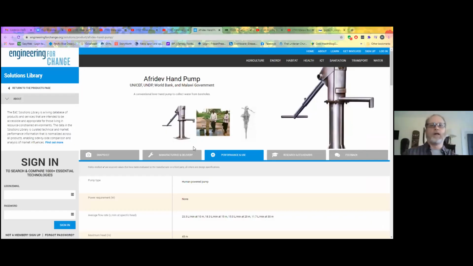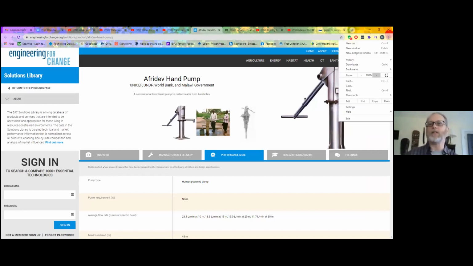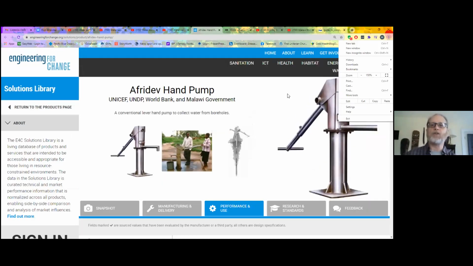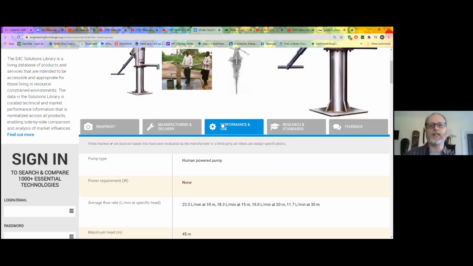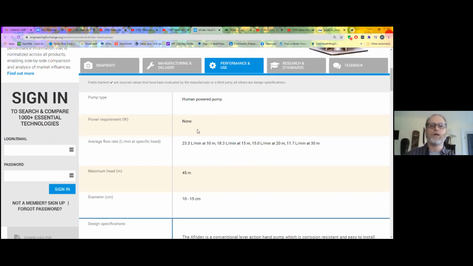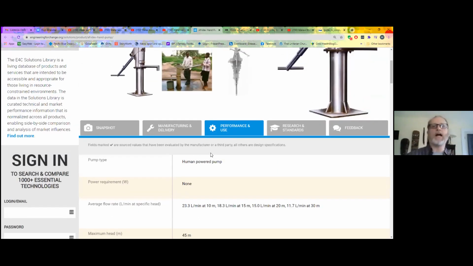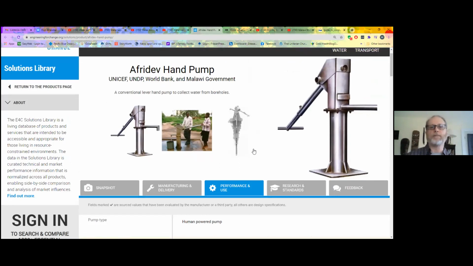And if you're interested at all, this type of pump, this Africa Dev pump, has been around for 30 years now, 35 years. And basically you can see the parts of it. You can look at the different specifications, human powered pump, average flow, 23.3 liters per minute at 10-minute intervals. So basically it's limited to the stroke on the actual arm, right? And you can see here an example of it being pulled.